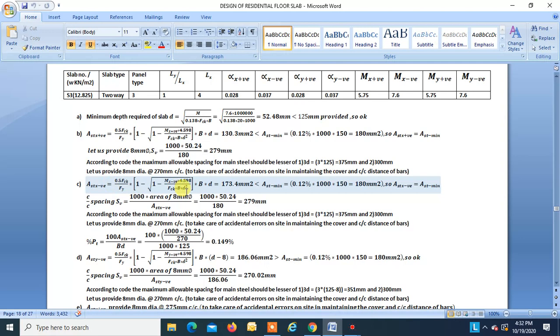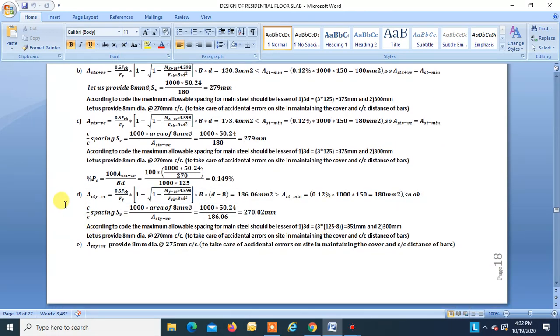ASTX negative is found to be 173.4, which again is less than AST minimum. So take ASTX negative as AST minimum, and spacing is found to be 279 again. So let us provide 8 dia bar about 270 center to center, which is less than 300.